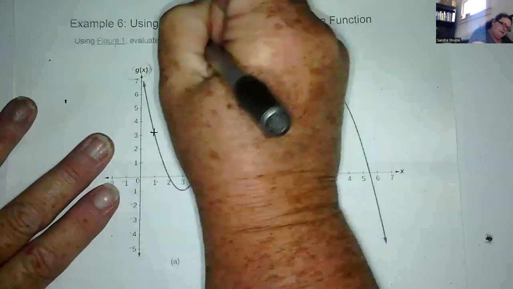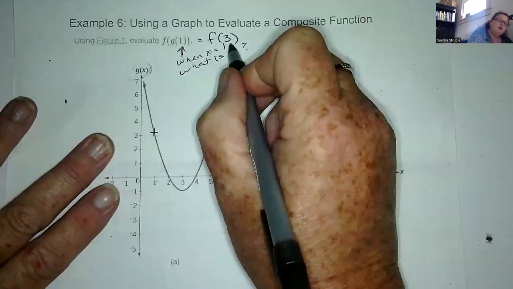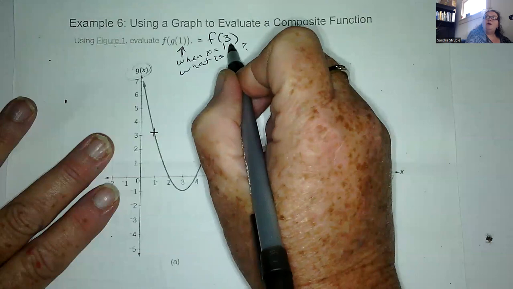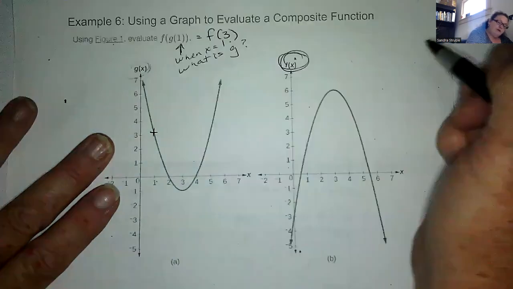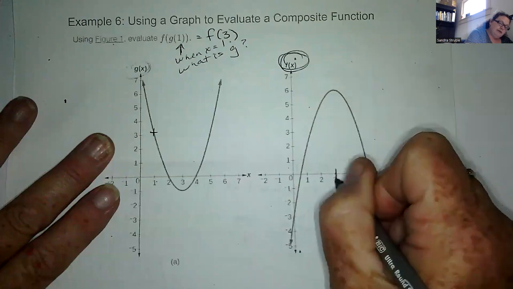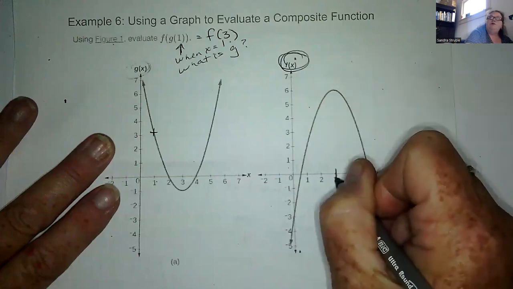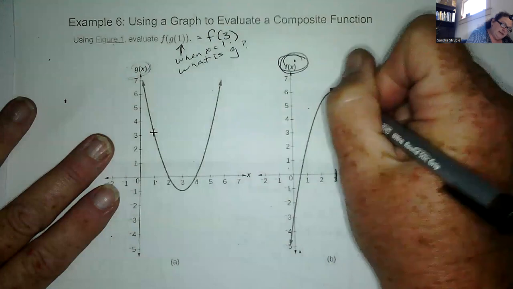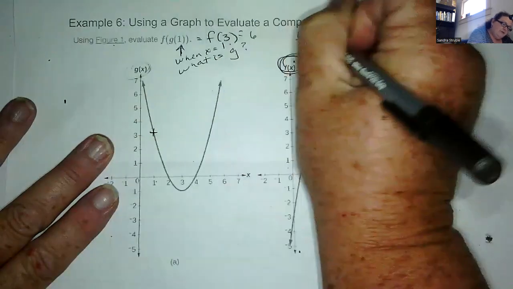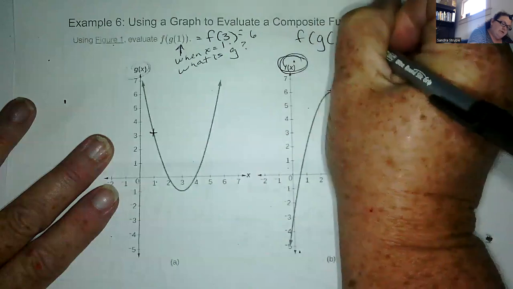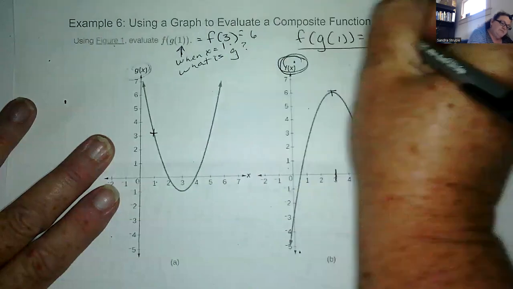And now we've got f of 3. My question here is, when x is 3, what is the function f? So I have to now look at my f function. Here is 3. What is that on my f function? Well, that's 6. So the total thing is 6. So f of g of 1 is 6.